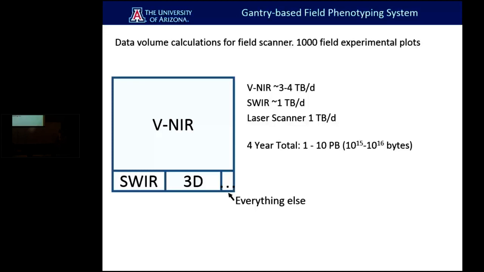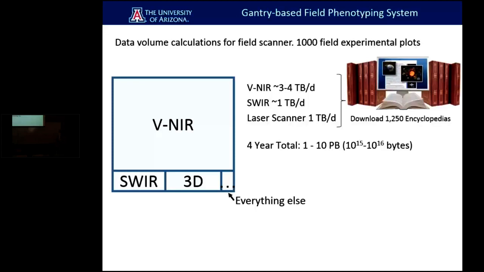This is just our capacity on the supercomputer. It's the University of Illinois supercomputer system. Okay, I want to give you some idea of how much this is. On a regular day we can do about 3 or 4 terabytes of data with this imager, and about 1 terabyte of the shortwave infrared and other things, lasers. This is equivalent to downloading 1,250 encyclopedias, the last version of the Britannica encyclopedia. So it's a lot of data, and we do that every day.